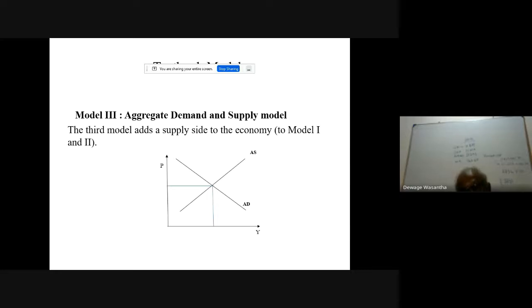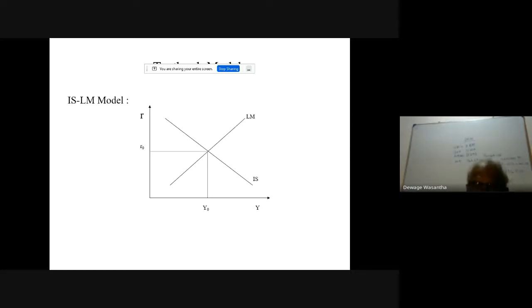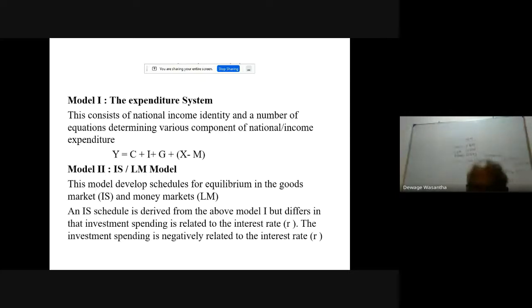Right. Now we will discuss the first model, model 1, the expenditure system. Model 2, ISLM, and model 3, the ADAS model: at the moment we are not going to discuss these. The ADAS model, the ISLM model, the expenditure model.